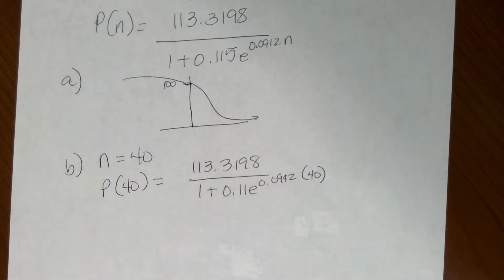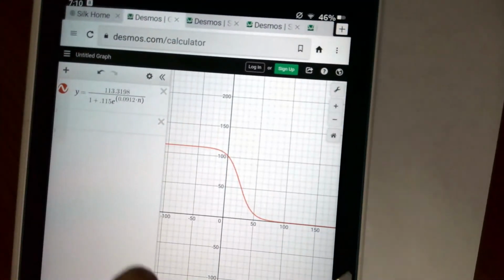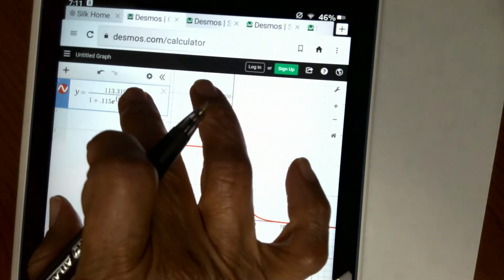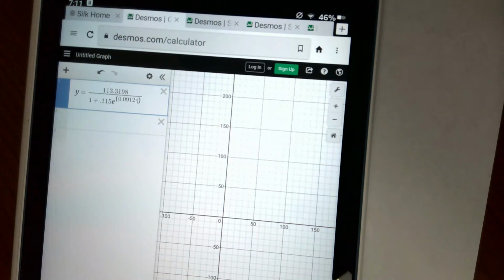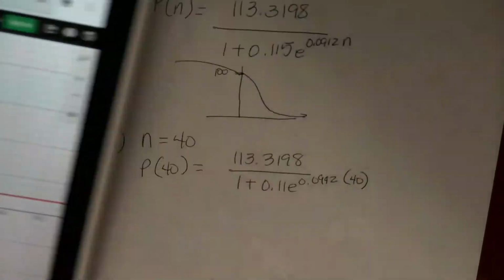Even on your graphing utility, if I put 40 in the place of n where I typed in the n to show my graph, it'll give me a value here. So I put 40 in the place of n, and that's the value that I got. So I'm going to write this out.